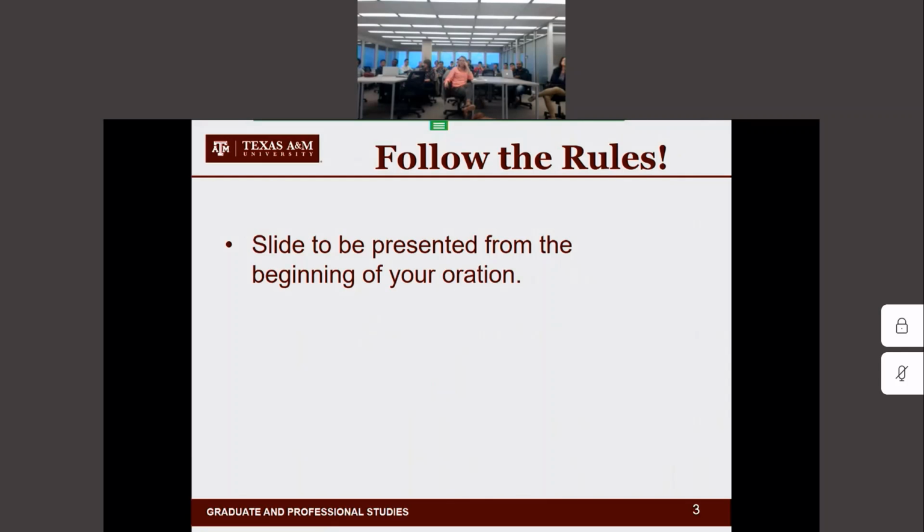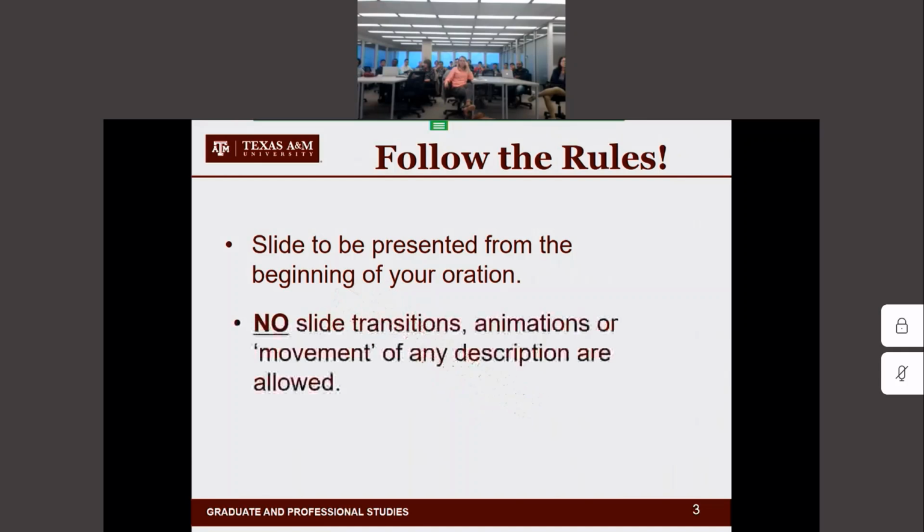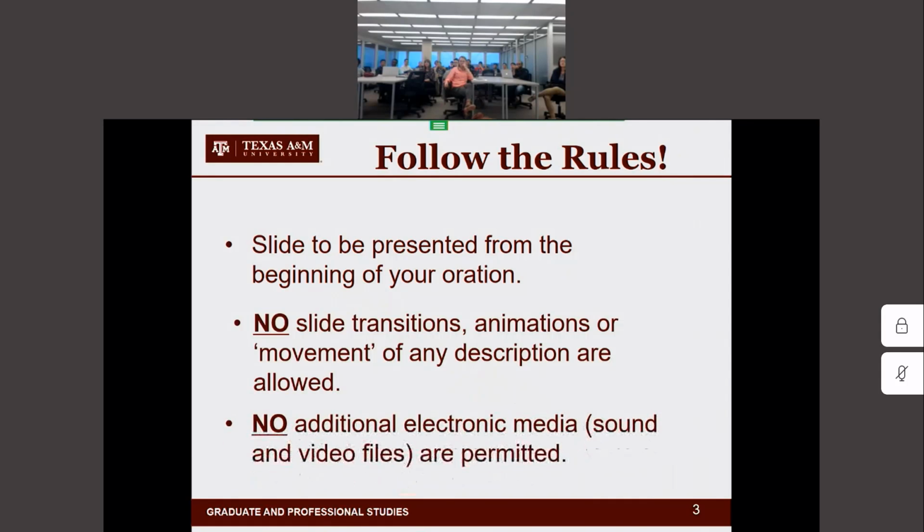Forgive our irony here, but no slide transitions. So no spinning text, no dissolving your images back and forth. Again, static is static. Please don't have anything moving. And that didn't work. That's supposed to be a sound effect. That's okay. So again, no sound effects, any kind of electronic media.